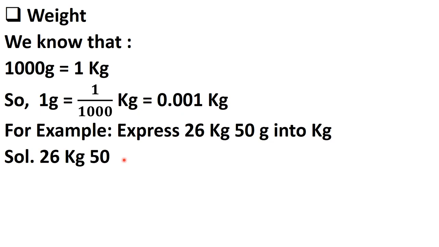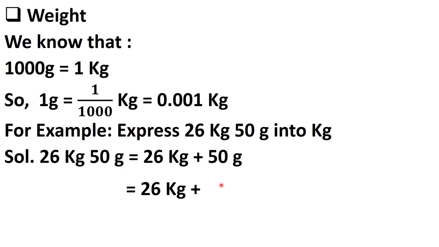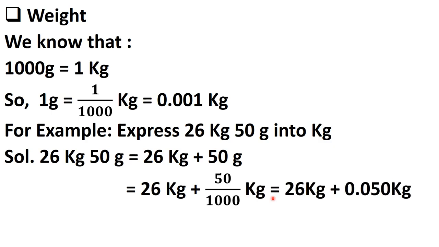Express 26 kilogram 50 gram into kilogram. 26 kilogram is already in kilogram, so we will not change it. 50 gram we have to change, so we will divide 50 gram by 1000 to convert it into kilogram. See, 26 kilogram plus 50 upon 1000 kilogram, which is equal to 26 kilogram plus 0.050 kilogram. Now add them. 26 plus this 0. This is the whole number. So it is 26.050 kilogram.